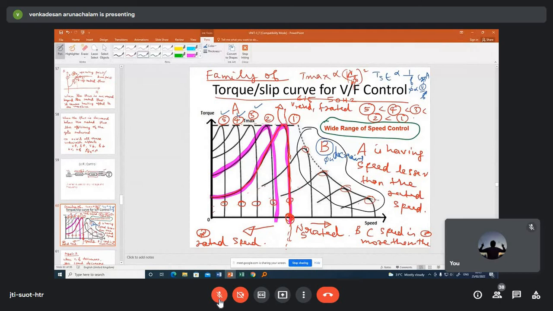You will get the graph like this. So this will be like this, and this like this. If you want, you can extend. I will extend it and then show. Because starting torque is inversely proportional to frequency, when you increase the frequency, starting torque will decrease. So you will get it like this.